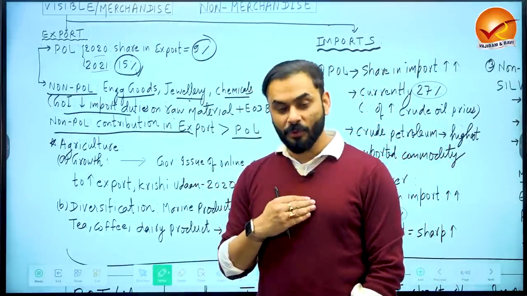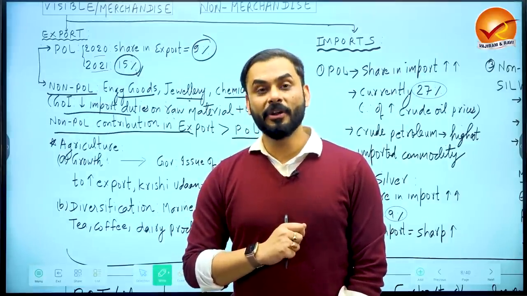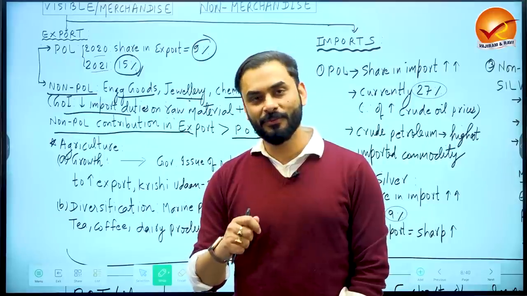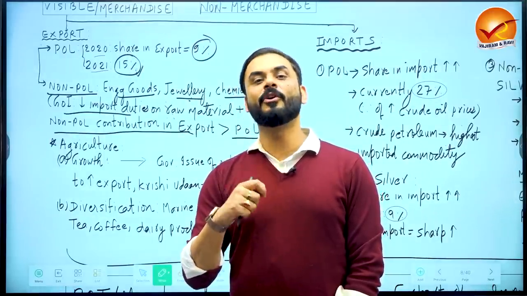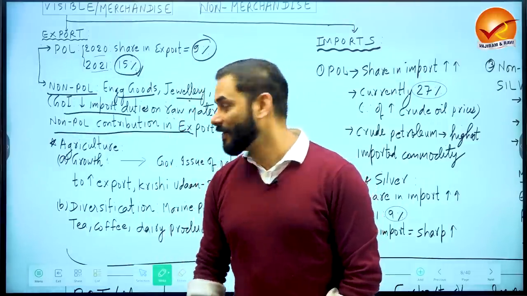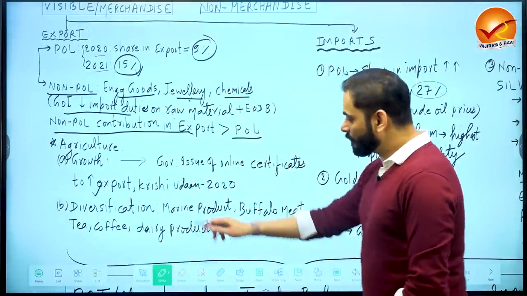So if I want to export agricultural commodities, you see, it was COVID time. So the Government of India said, you don't need to come to office to get a stamp done for attestation, etc. You just need to file one online document and you can export agricultural products out of India. So it's a very good step. It saves a lot of time and cost.